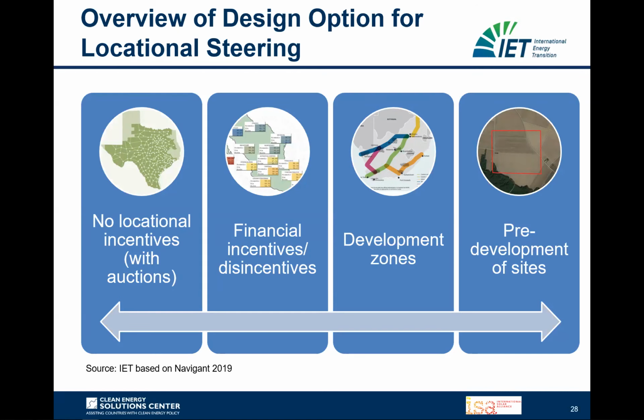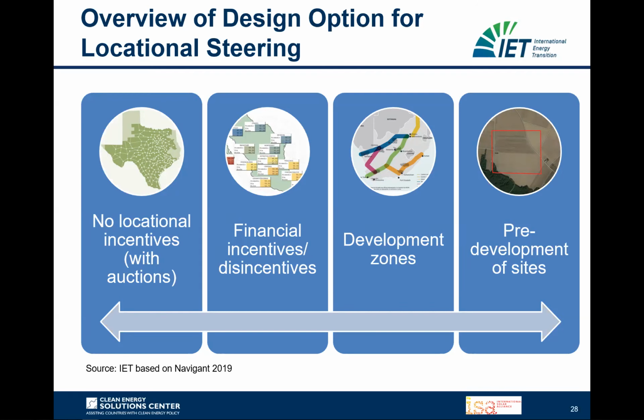So this is an overview of different design options for locational steering. First of all, you can decide to have no locational incentives at all, as you can see on the very left. So you're not building any locational incentives within the auction design. You might have them in other parts of your electricity design. And there is the case of Mexico, where you have some financial incentives or disincentives, depending on which region you want to build your solar PV project.